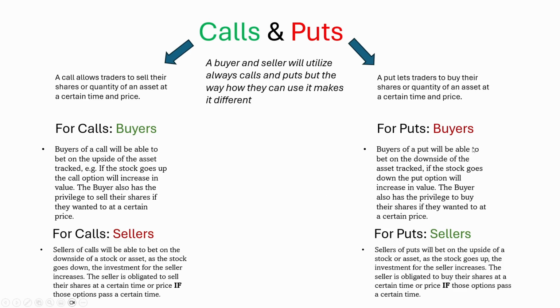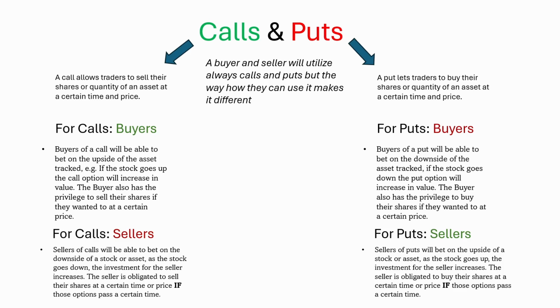Now, a put lets traders buy their shares or quantity of that asset at a certain time and price. Buyers of puts will bet on the downside this time of the asset being tracked. So if the stock goes down, the put option will increase in value.